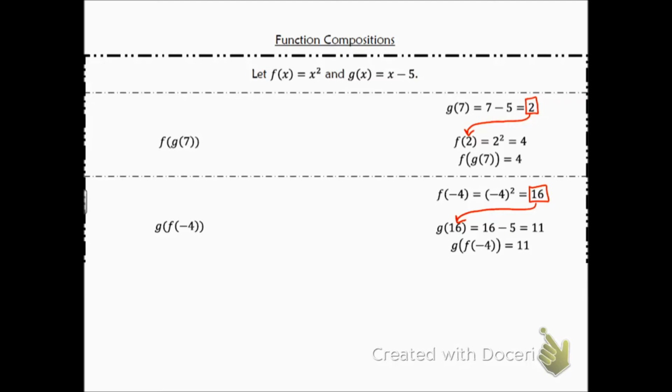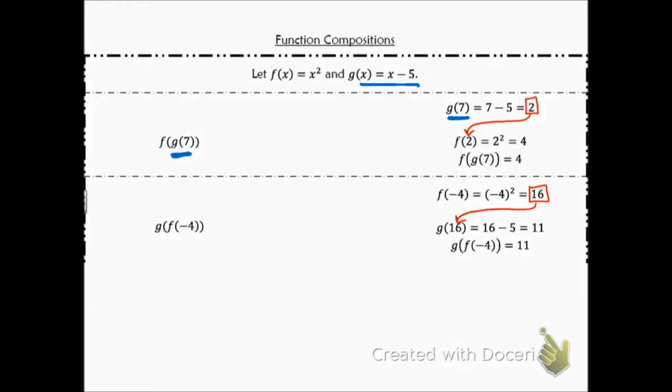So function compositions basically means we're plugging a function into another function. In this example, I have f of x equals x squared, g of x is x minus 5, and I want f of g of 7. Well, g of 7 is just some value, so I have to figure out what that is first. G of 7, if I plug 7 in for x up here, so into this function, I have 7 minus 5, and I get 2.